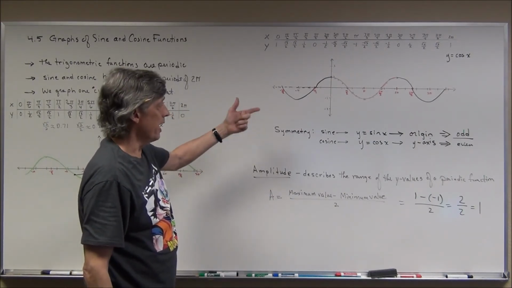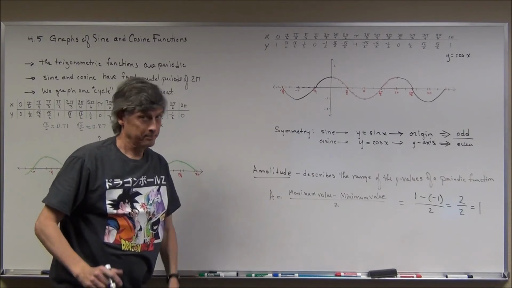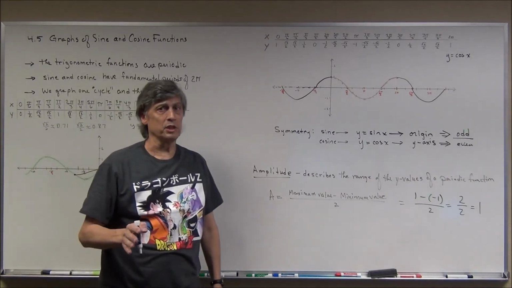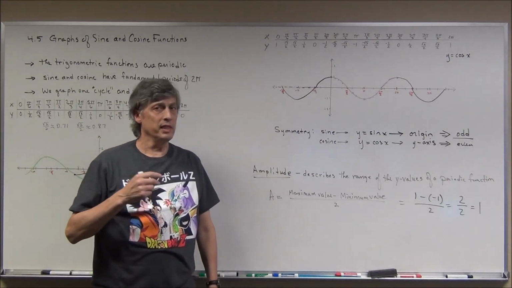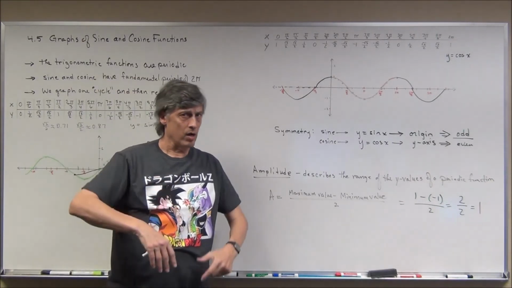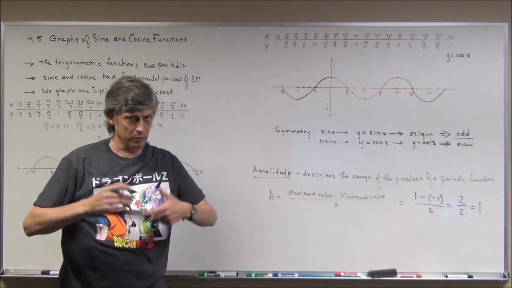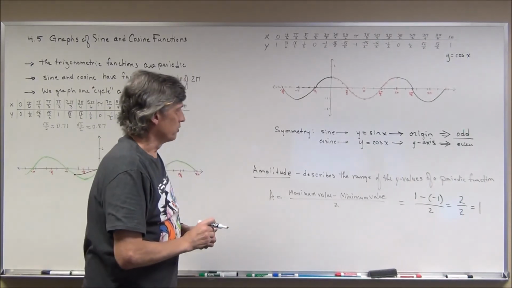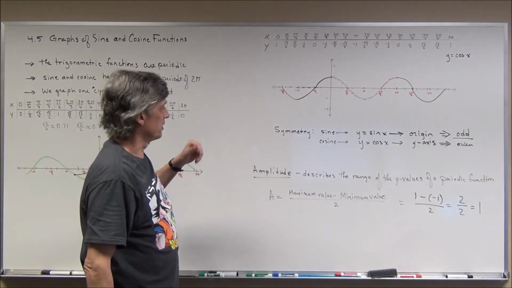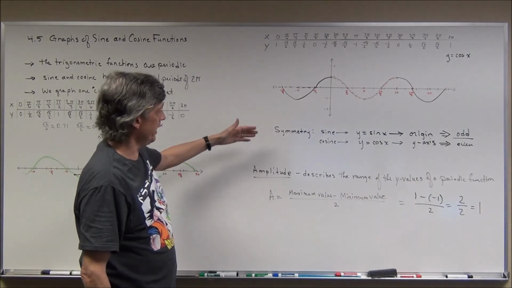Now sine and cosine are the only trig functions that have amplitude, because the other 4 trig functions can go to infinity and down to -infinity, so we really don't say their range is bounded. We don't really give it an amplitude. We don't say the amplitude is infinite or anything like that, but we can here.